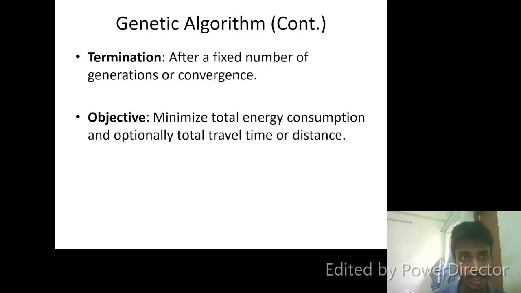The main objective, similar to the greedy method, is to minimize total energy consumption. But GA can also be adapted to consider secondary objectives like minimizing travel time or distance.